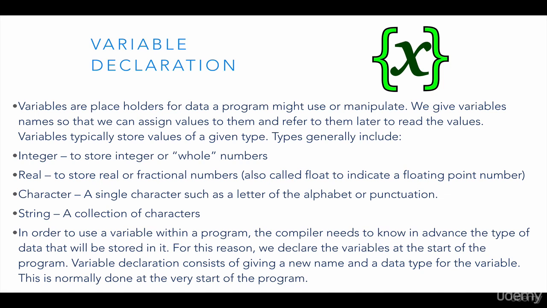Types generally include integer to store integer or whole numbers, real to store real or fractional numbers. Actually, in Java we call them float to indicate a floating point number. For example, assume that we want to assign a fractional value to our variable. We should give that specific variable a float type or a double type, which I am going to talk about more later in the course, and what's the difference actually between a float variable or a double variable.